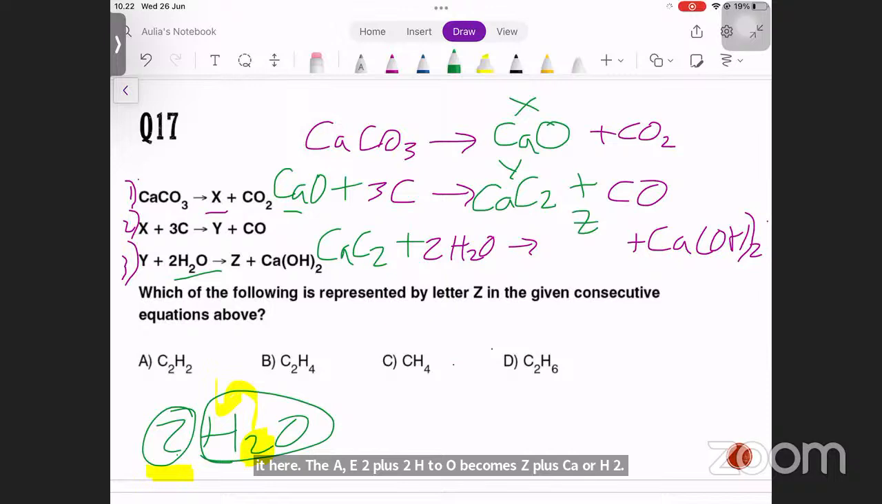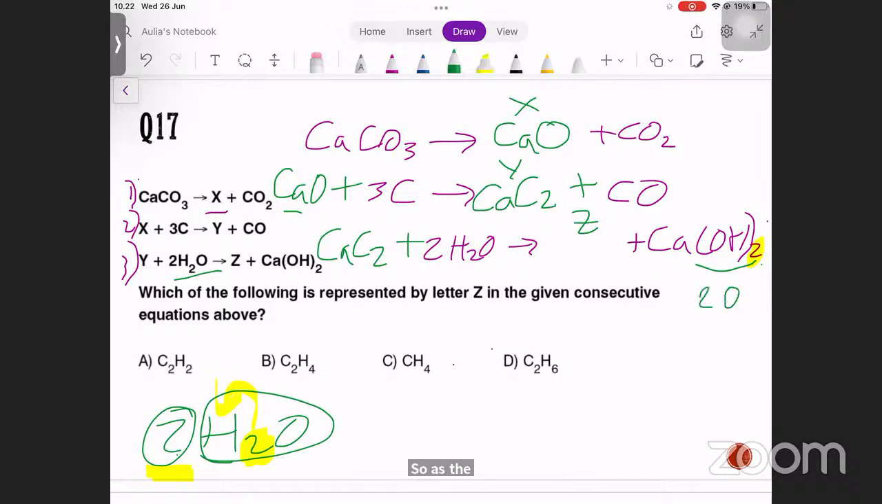Everyone, before you answer this question, look, there is another pattern here. OH in the bracket and 2 after it. This number after the bracket belongs to all elements inside the bracket. So as the conclusion, we have two oxygens and two hydrogens in the product. So can you please give me the identity of Z?